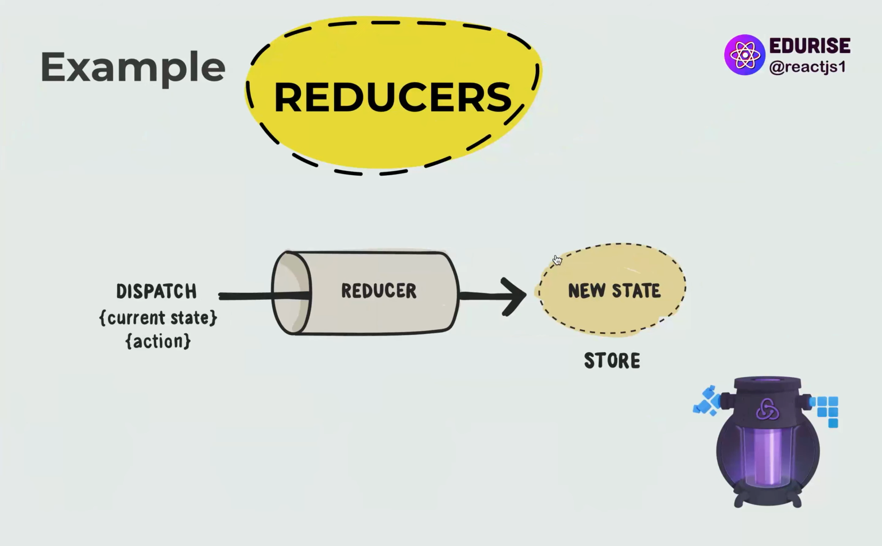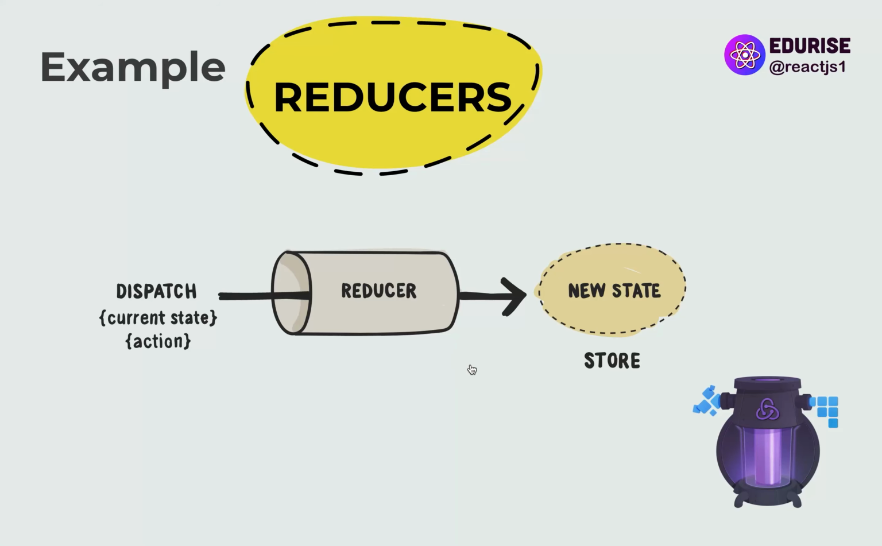So the reducer will change the store if it needs to, based on the type of the action. In a simple way, if we see here, the reducer will receive a dispatch. So store.dispatch will have the current state and the action item, and the action will have a type as well as the payload. It goes into the reducer, and it will change the store and update the new state, right?